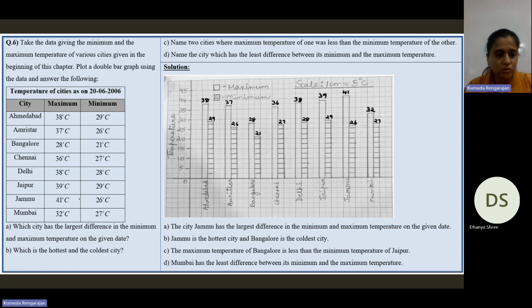So the highest value is 41, I think. Yeah, the highest value is 41. So I have taken 1 centimeter equal to 5 degrees Celsius. So 0, 5, 10, 15, 20, 25. Between 0 and 5, there are 5 divisions: 0, 0.5, 1, 1.5, 2, 2.5, 3, 3.5, 4, 4.5.